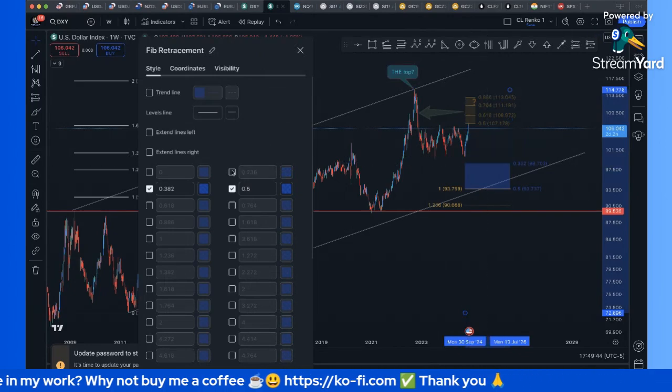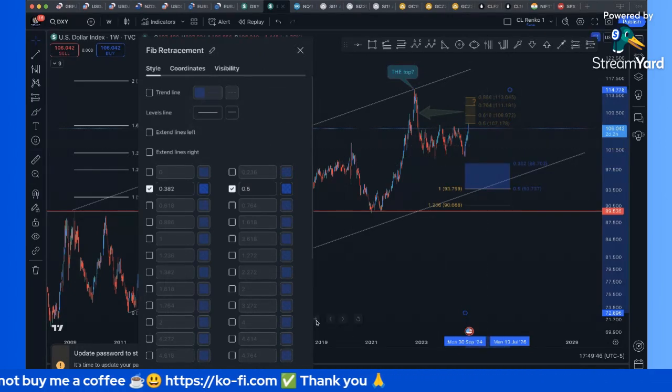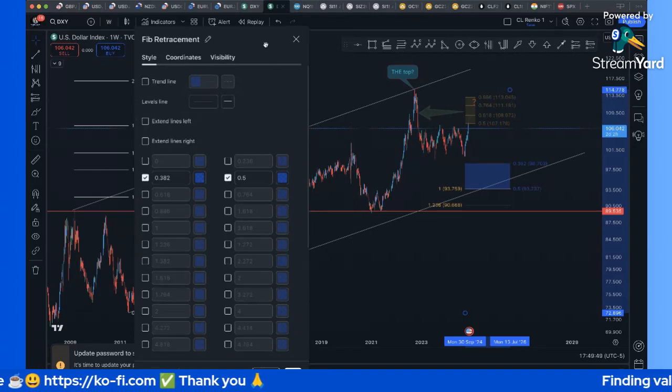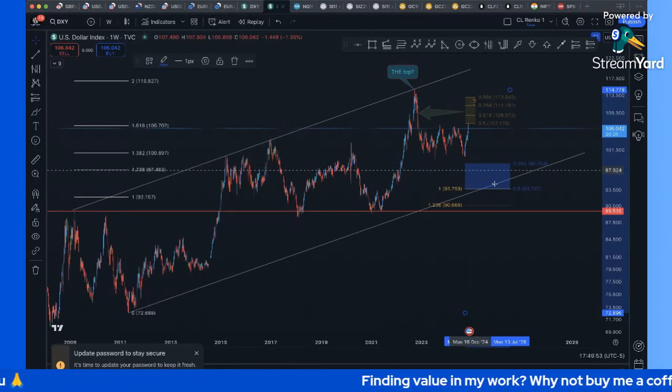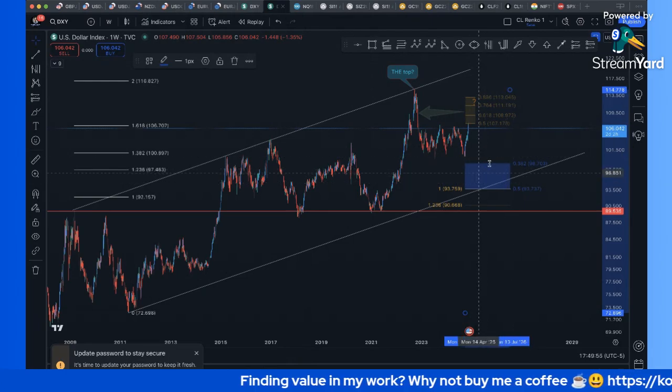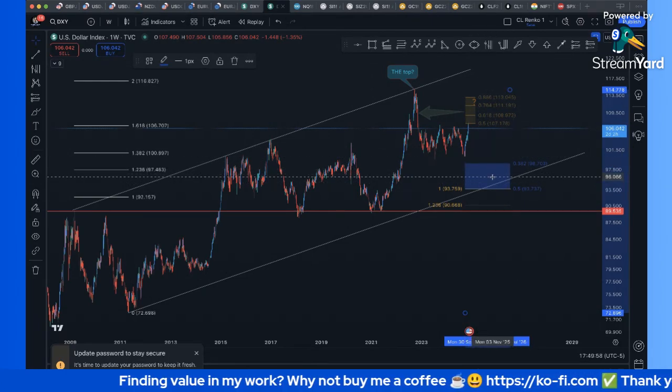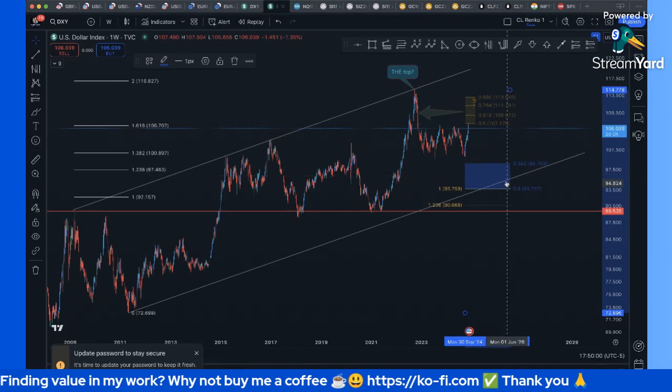Given that we're already well into the area of the 236 to the 382, I just take that off of there to keep my chart clean, and also to remind me and to suggest to others who might be looking at my chart that this is really where I think the wave 4 would terminate. And wouldn't it be cool if it came down and touched this line?